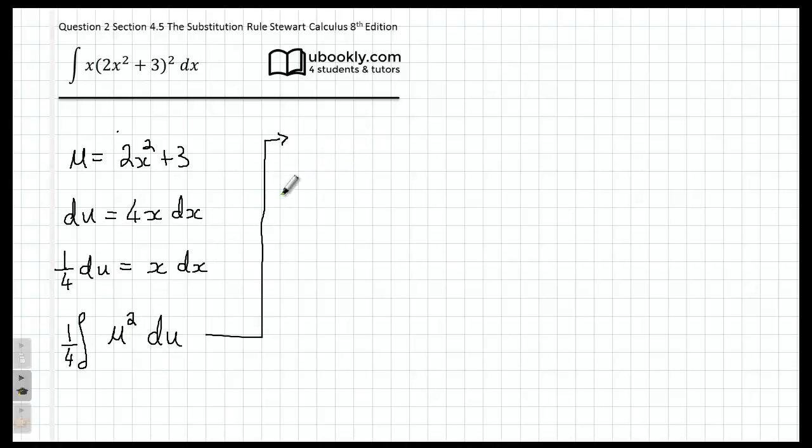So we've got here 1 over 4. And to integrate, I just add 1 to the power. U, 2 plus 1 is 3. And I'll divide by that power, 3. And I'll put my c.